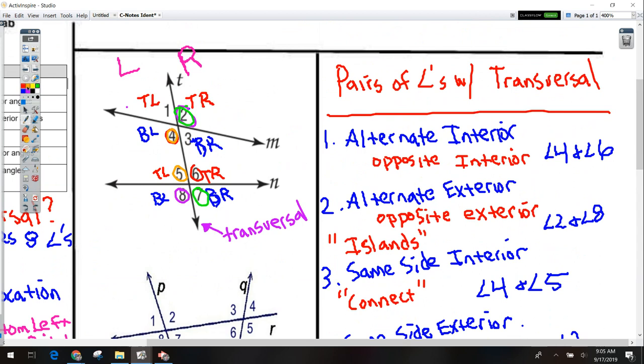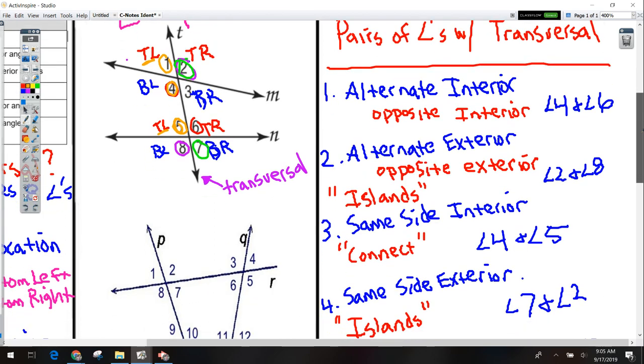Same side means they're both on the same side of the transversal, and then they're in the same quadrant. For example, let's use angle 1, which is in the TL, so that's top left. So it's on the top, on the left side of the transversal. And so 1 corresponds to angle 5. It's on the top left, so you would match up TL with TL. They're both on the left side of the transversal. They're both in the top left quadrant of their location. So that's in essence how you break those down.